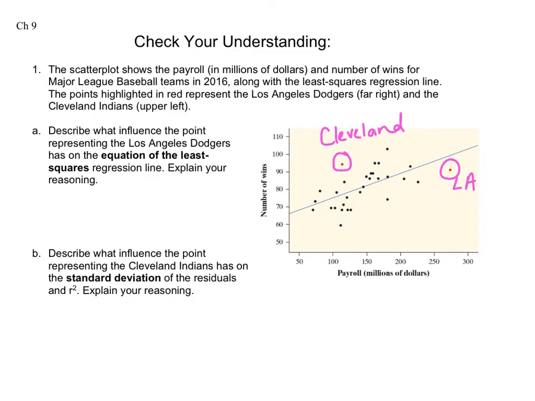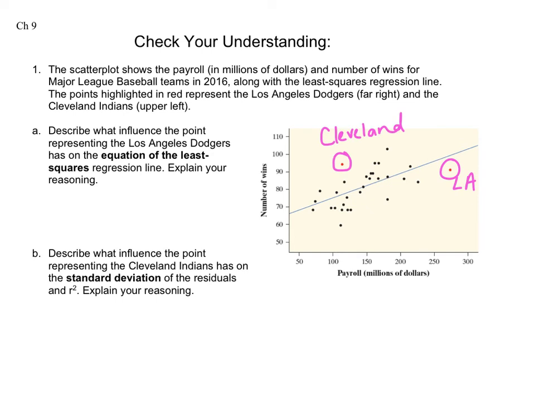Let's do the check your understanding. The scatter plot shows the payroll in millions of dollars and number of wins for Major League Baseball teams in 2016, along with the least square regression line. The points highlighted in red represent the LA Dodgers, which is my far right point, and the Cleveland Indians is the upper left. Describe what influence the point representing the LA Dodgers has on the equation of the least square regression line. Explain your reasoning.